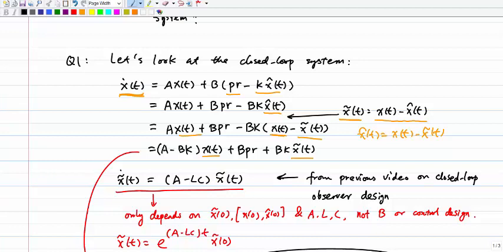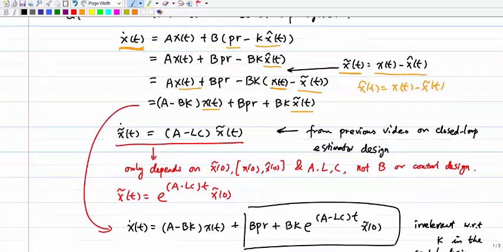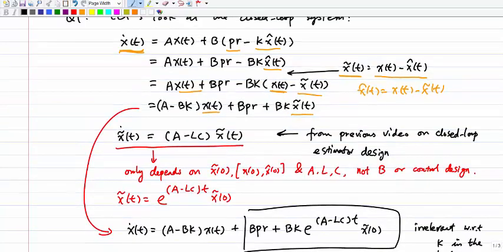If you don't know how to derive this, it is from my previous video; you can see why x tilde dot t is A minus LC times x tilde t. Now let's look at this, because x tilde t only depends on x tilde 0, which is the difference between x0 and x hat 0, and A minus LC. So this has nothing to do with B, and nothing to do with K. We don't have to worry about it. B and K are the control design.